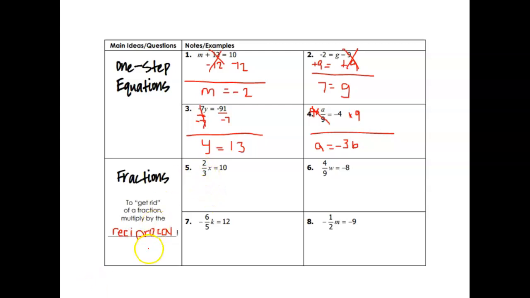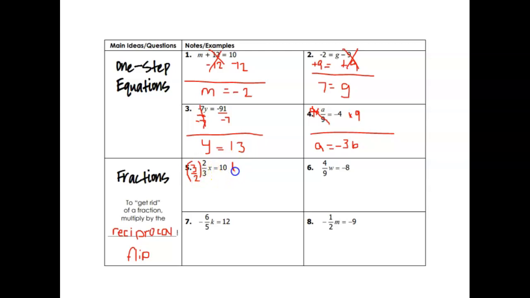All right, so reciprocal, make a note down here that the reciprocal just means the flip of the fraction, okay? So if I look at number 5 and I see a fraction, 2 over 3 x equals 10. Again, this is a fraction. I'm going to multiply both sides by the flip of that, the reciprocal, 3 over 2. I took the fraction and I flipped it.